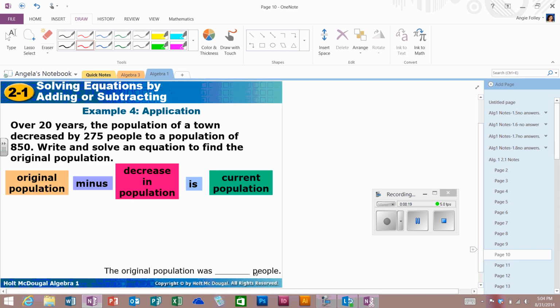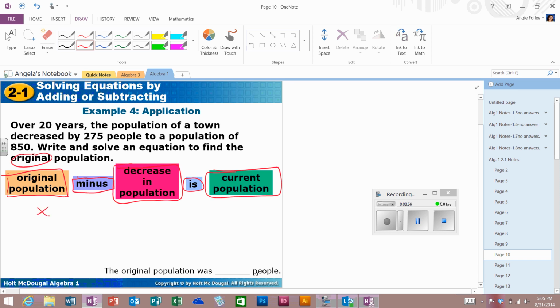All right, word problem. Over 20 years, the population of a town has decreased by 275 people, and it's now at a population of 850. We want to write and solve an equation that tells us the original population, meaning before it decreased by 275 people. So we have this nice little word setup here. The original population minus the decrease is equal to the current population. We don't know the original population.